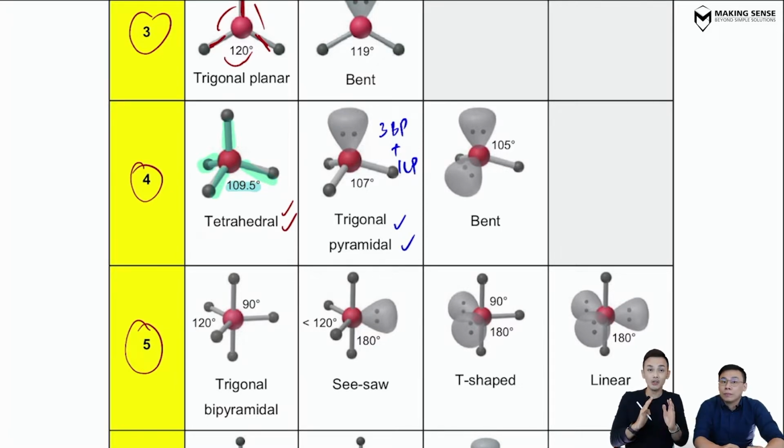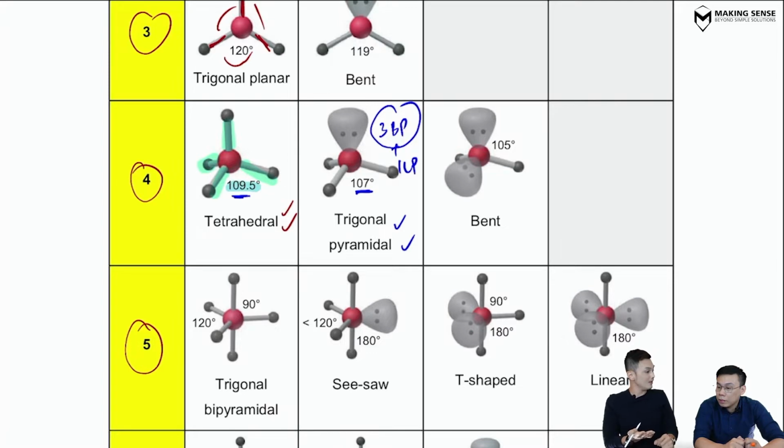Now, bear in mind, shapes are always with respect to the bond pairs. Just ignore the lone pairs when you deduce the shape. All right. Now, Mr. Yap, if you take a close look at the angles, you do notice that the angle is actually changing from 109.5 to 107 degrees. Why is it like this?